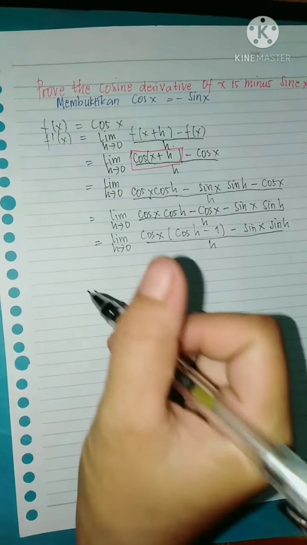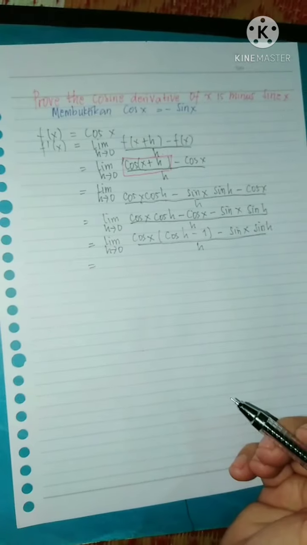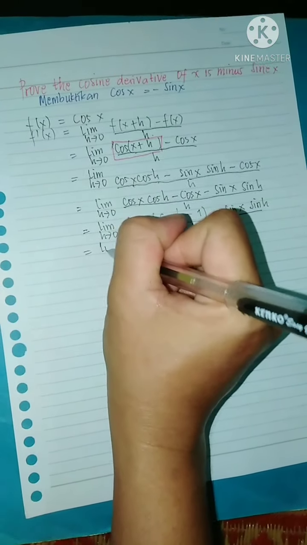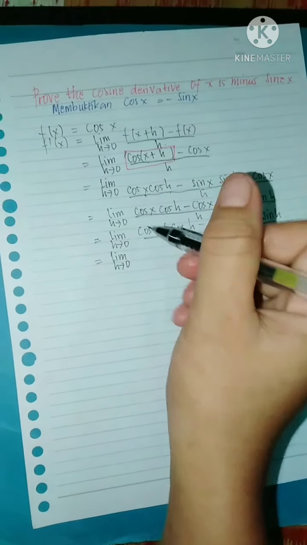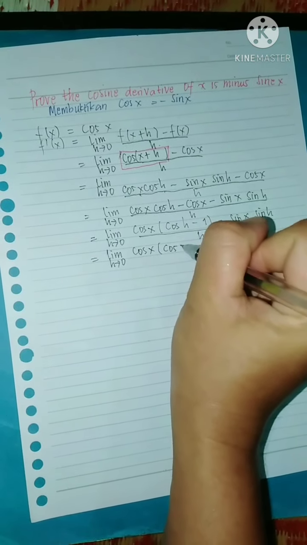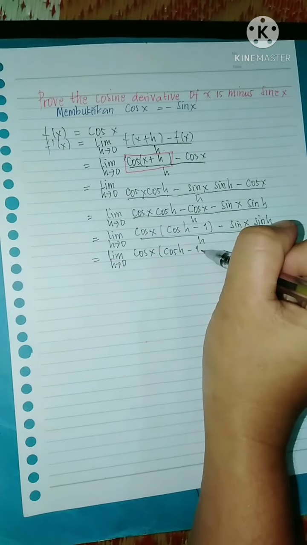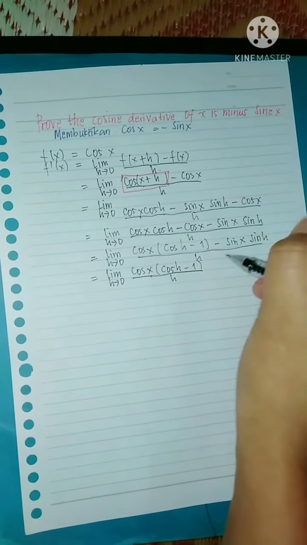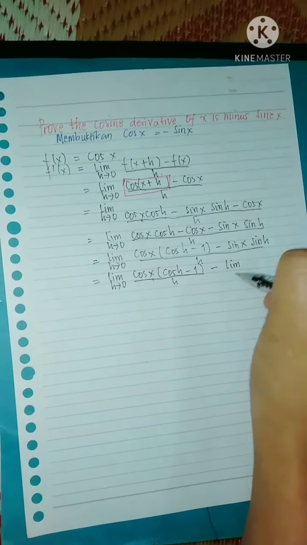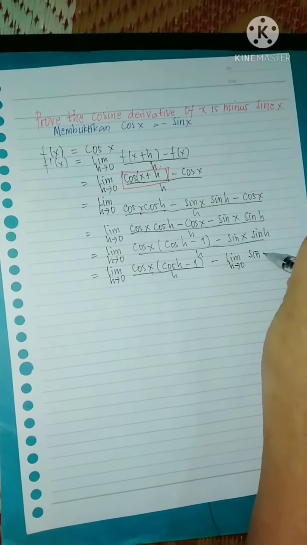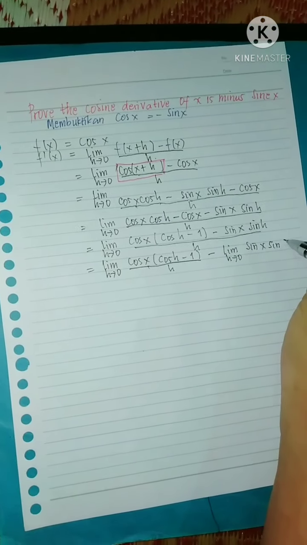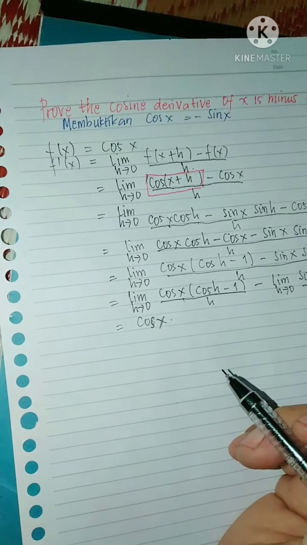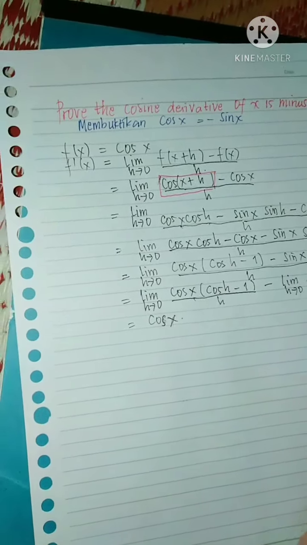And then the next step, we split cos x and sin x. So equals the limit as h approaches 0 of cos x (cos h minus 1) all of that over h, minus the limit as h approaches 0 of sin x sin h, all of that over h. And then we take out the coefficients cos x and sin x.